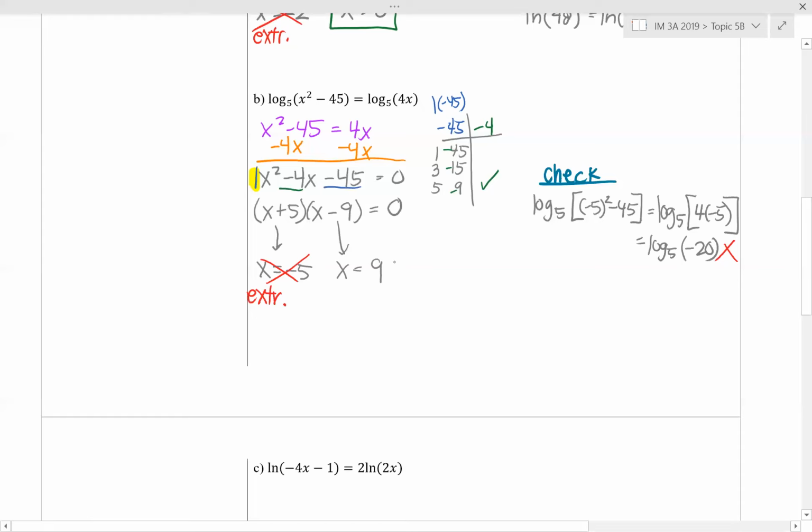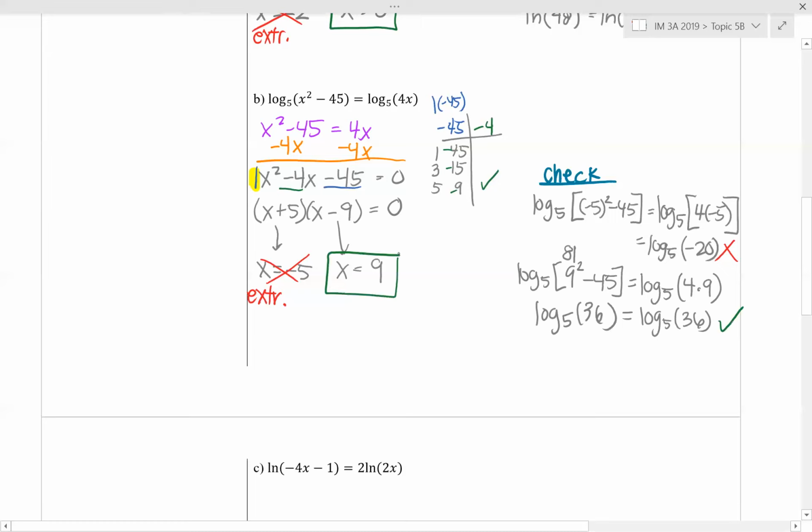And then x equals 9, so we have log base 5 of 9 squared minus 45 equals log base 5 of 4 times 9. So that's 36. We need to make sure that 9 squared minus 45 is also 36. Remember that 9 squared is 81, and 81 minus 45 is 36. So log base 5 of 36 on both sides means that that is a valid answer. So our answer for B is that x must be equal to 9.